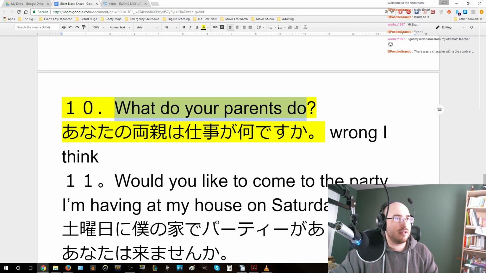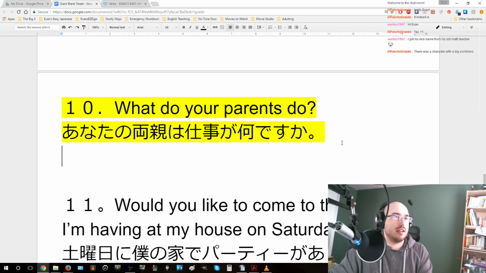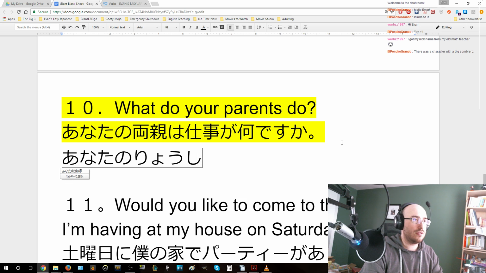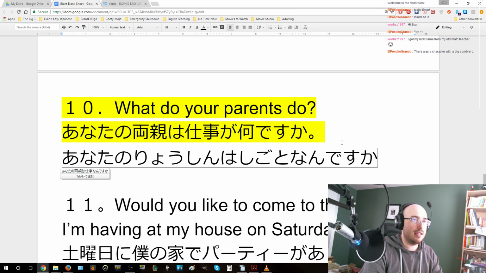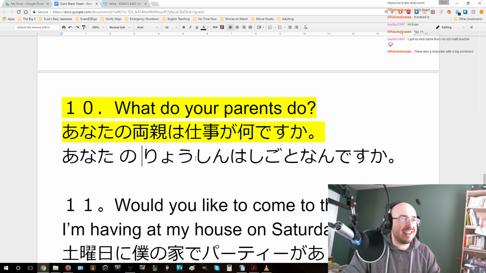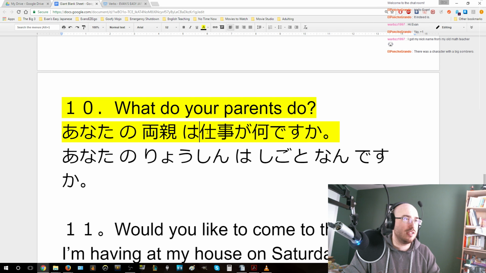What do your parents do? This guy wrote wrong, I think. He thinks he got it wrong. Let's see how wrong he got it. Anata no ryoshin wa shigoto nan desu ka? Okay, yeah, he did get it wrong. Take a shot at translating this while I space out the words. Anata no ryoshin wa shigoto ga nan desu ka?